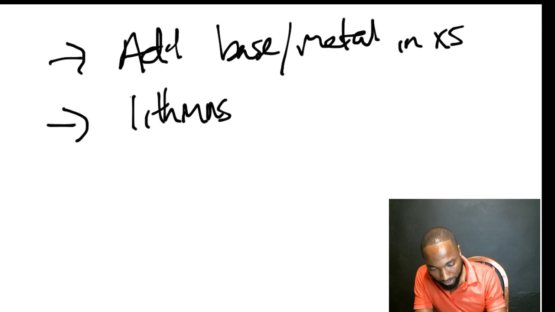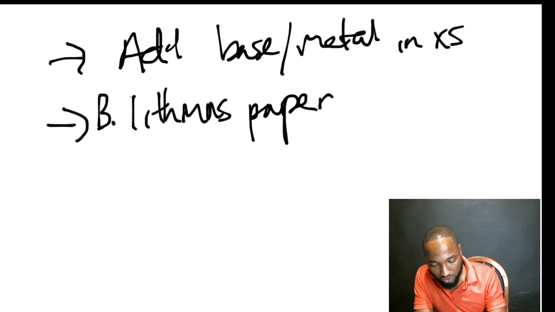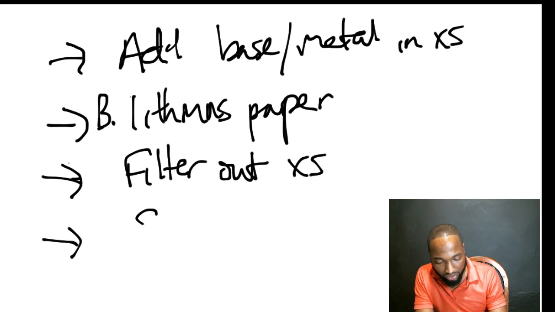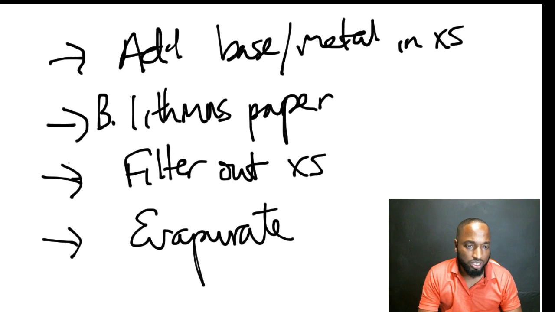You use a litmus paper to check. You're using a blue litmus paper. Blue litmus paper to check, it must remain blue. Then you filter out the excess. Then you evaporate the solution now, and all you'll have remaining there is a salt.